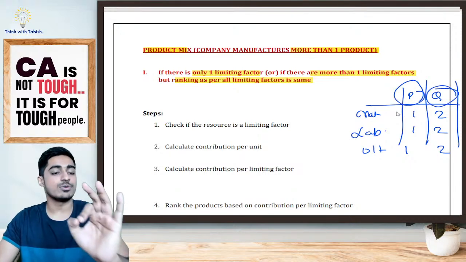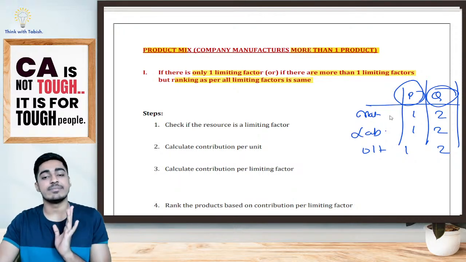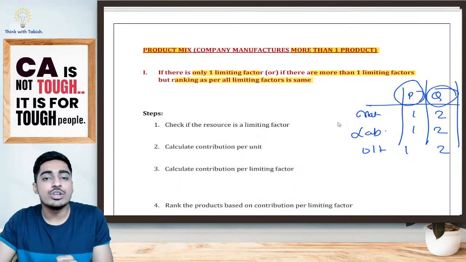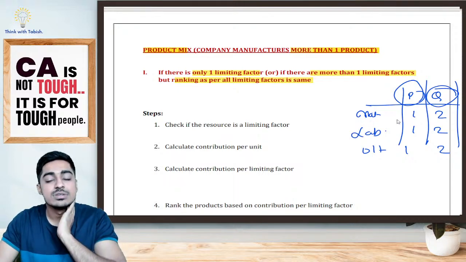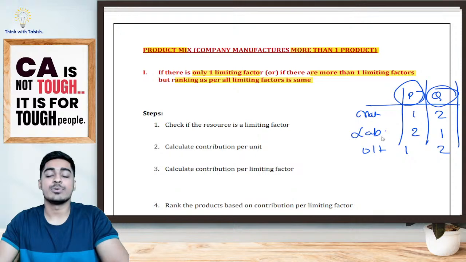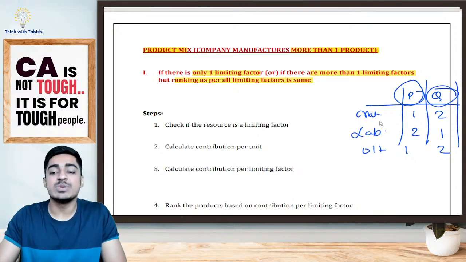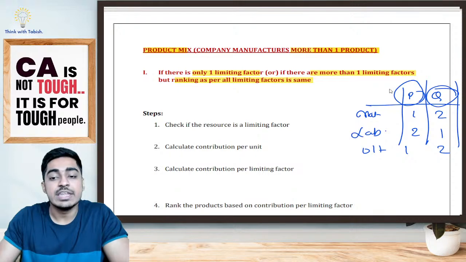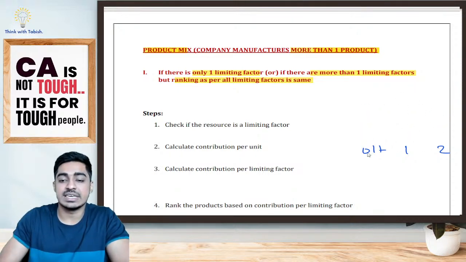Okay, so either if only one limiting factor we have, or we have multiple limiting factors but rank is the same, then what we do? Based on contribution per limiting factor, wherever it is maximum, that we will produce first. But the problem comes if ranking is different. Suppose the ranking is 2 and 1 here. Now I don't know whether to produce P or whether to produce Q. Based on material and overheads, it is P, but based on labor, it is Q. Then what do we do? How do we take a decision? That we'll discuss later.